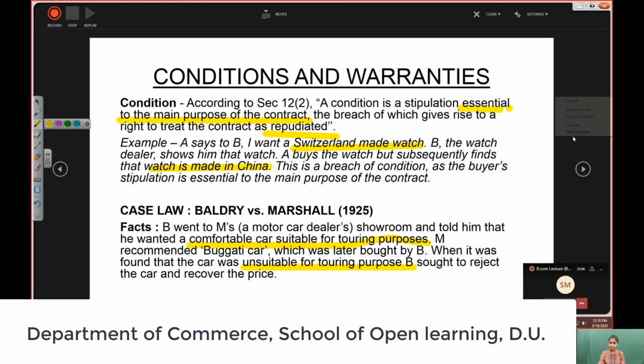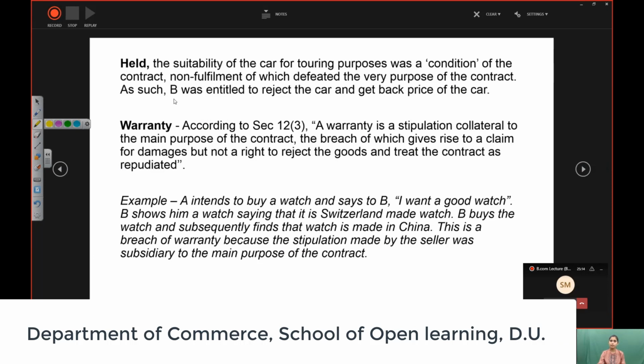Moving ahead, let's understand also for the previous case law, Baldry versus Marshall, it was held: the suitability of the car for the touring purposes was the condition, as we already discussed, non-fulfillment of which defeated the very purpose of the contract. As such, B was entitled to reject the car and get back the price. Definitely, if there is a breach of condition, he did not get what he wanted. Now he has the right to cancel the contract and recover the price.